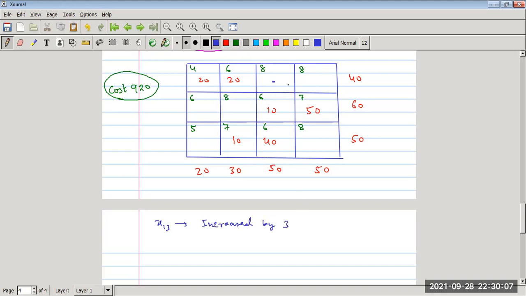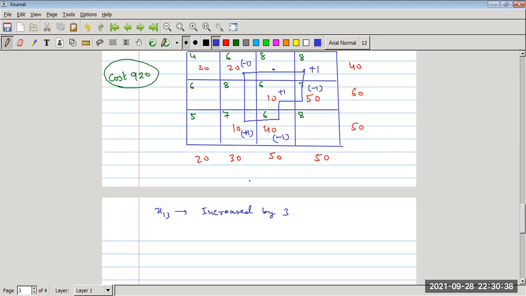Increased by 3. Now we choose this point. If we allocate one item in this point, then how can we move? We move horizontally, vertically, horizontally, vertically, horizontally, vertically. So again, plus 1, minus 1, plus 1, minus 1, plus 1, minus 1. Now we see what is the net effect in cost.